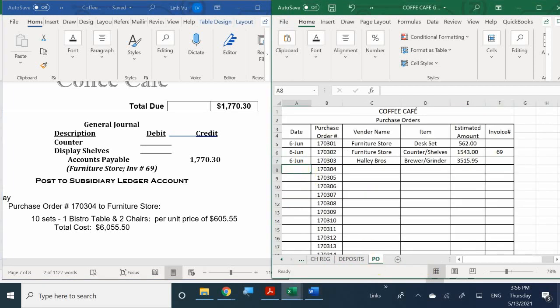We made another purchase order from a furniture store. Maybe we spent some time with the catalog and were like, oh, how awesome, we should also buy some bistro tables there too. So again, I'm just going to indicate that this order should be tables and chairs. Straightforward. And the total amount here is $6,055.50. All right.